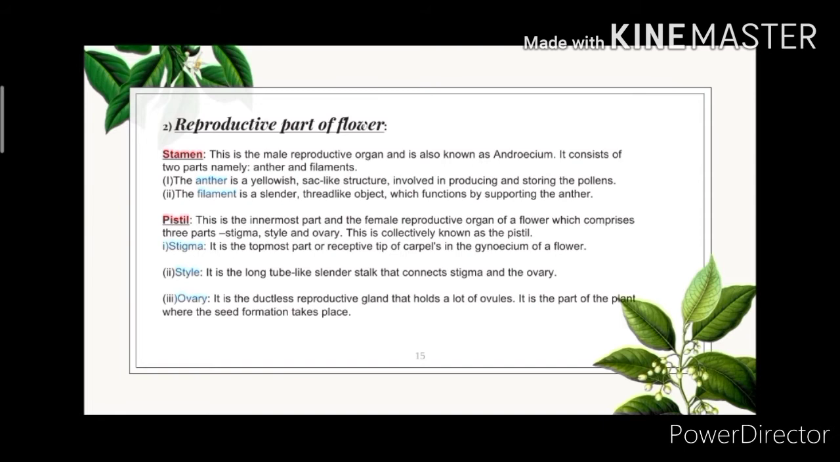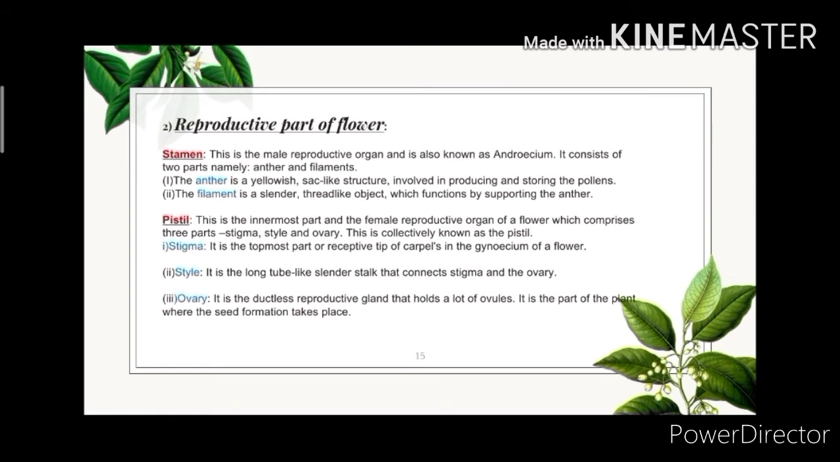Androecium consists of two parts, anther and a filament. Anther is a yellowish sac-like structure involved in producing and storing the pollen grains. What are pollen grains? Pollen grains are very small globular structures, which generally appear rough on the surface. If we squash the anther, it will appear rough.